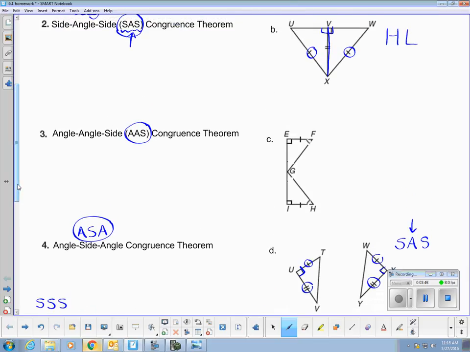While we're down here, let's go ahead and do angle, side, angle. Now we're looking for two pairs of angles that are congruent and a side that's included between the two angles. So I notice right here, I have one pair of angles congruent, I have another pair of angles congruent, and a side that's included between those two angles. So we're going to say that these two are congruent by angle, side, angle.